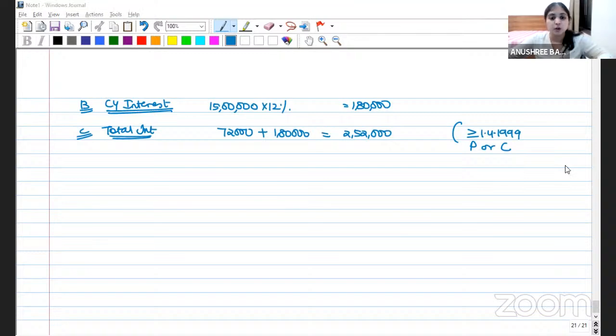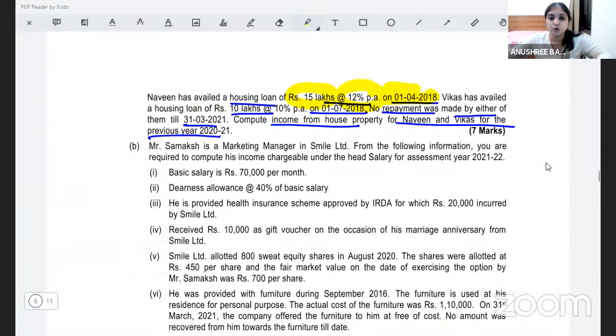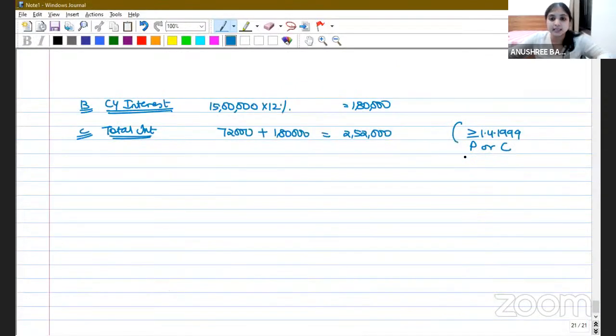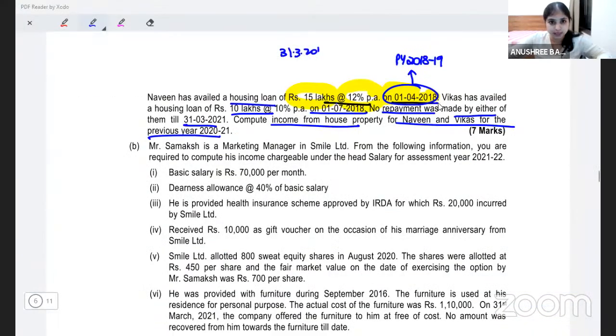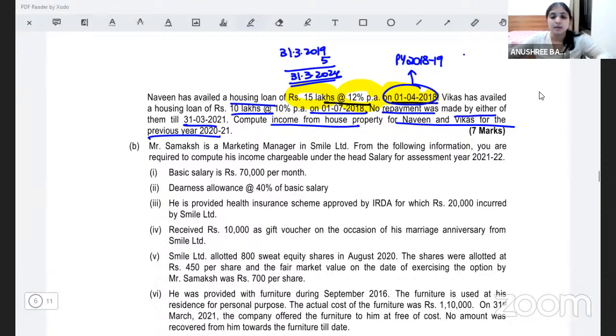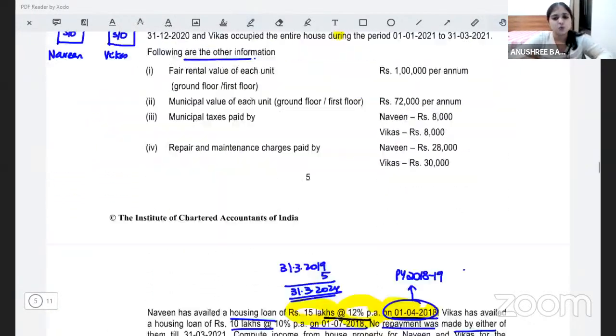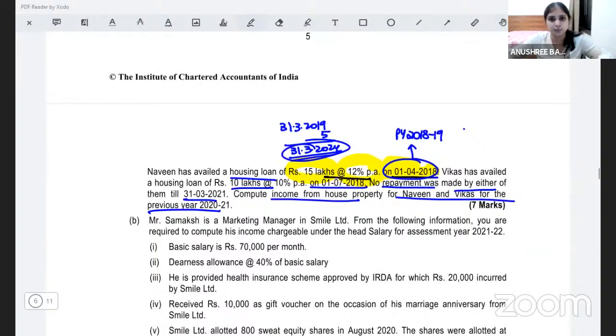Now, if you look at this question, when was the loan borrowed? 1st April 2018. 1st April 2018 means it is which previous year? Previous year 18-19. What is the end of previous year 18-19? 31st March 2019. From 31st March 2019, if you add 5 years, 31st March 2024. So on or before 31st March 2024, you must finish the construction. Now when did we finish construction? On 1st April 2020, which is well within this period, 31st March 2024.